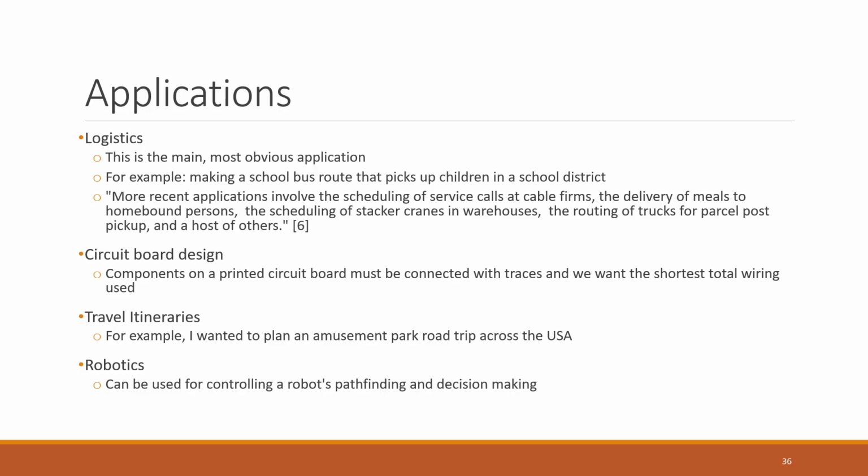We also have circuit board design, where components on a printed circuit board must be connected with traces, and we want the shortest total wiring used. And then we have travel itineraries. So this is a personal example where I wanted to plan an amusement park road trip across the USA. In this case, the amusement parks would be the cities, and the weights of the edges are the ETAs computed by Google Maps. And then finally we have robotics, where TSP can be used for controlling a robot's pathfinding and decision making.